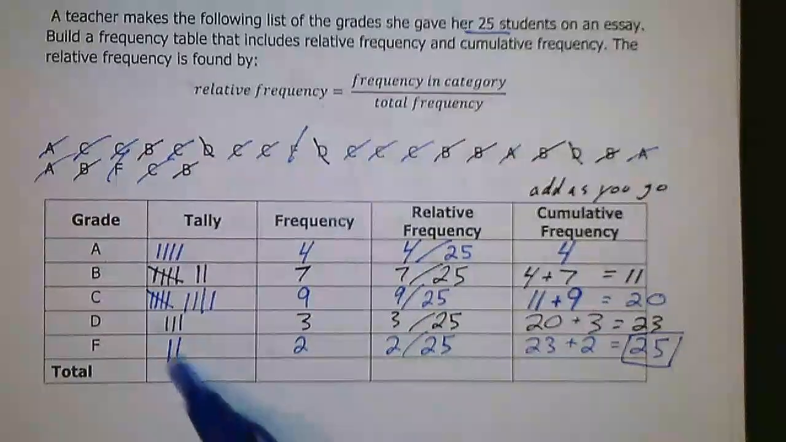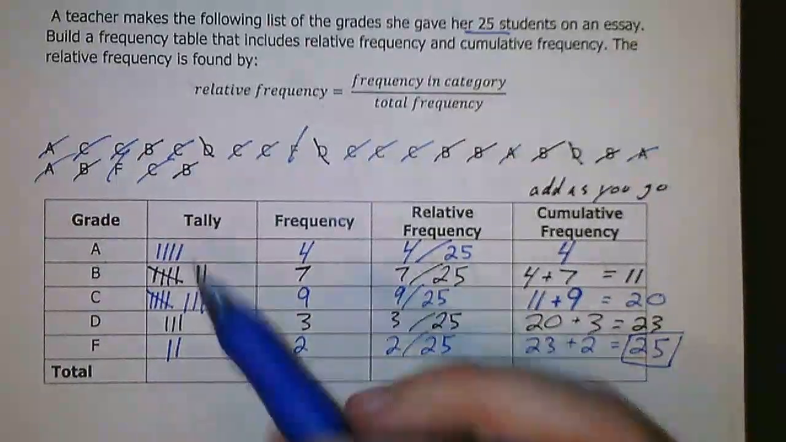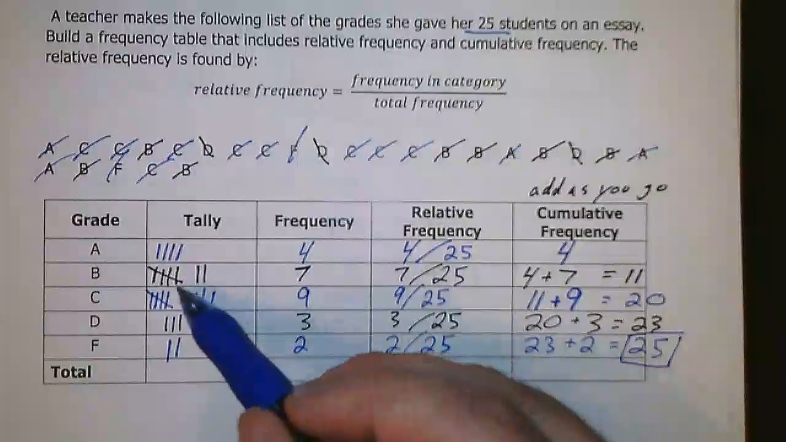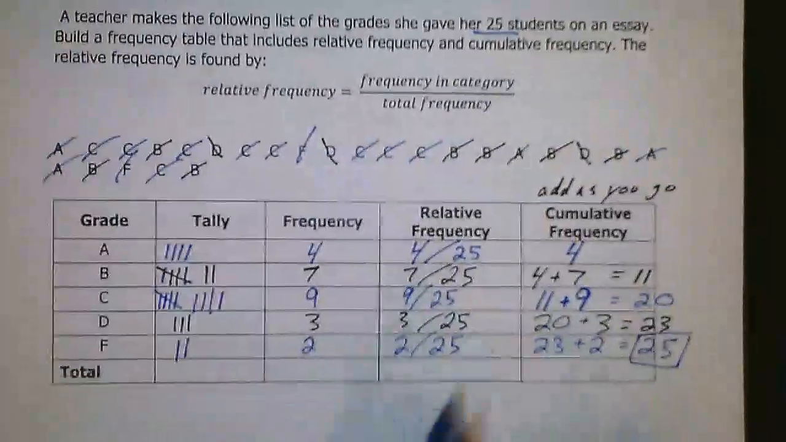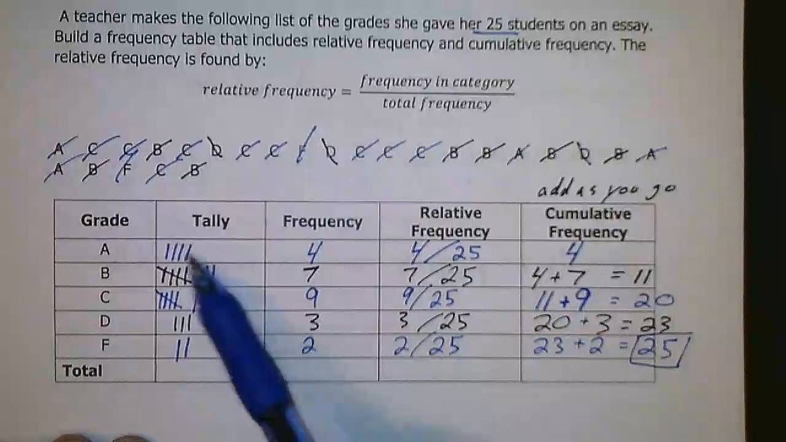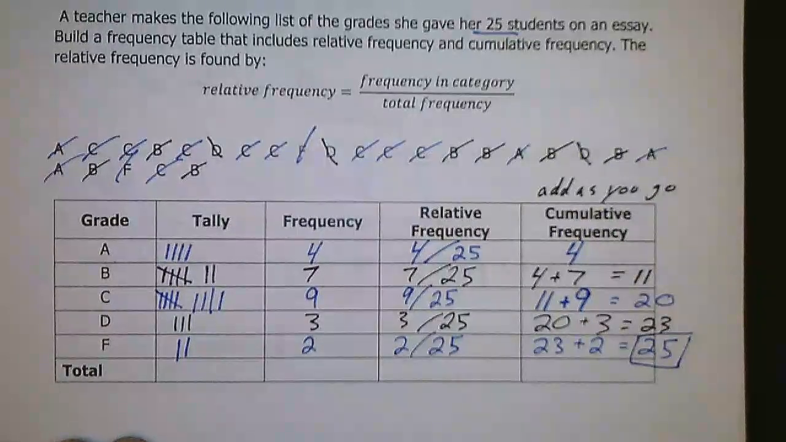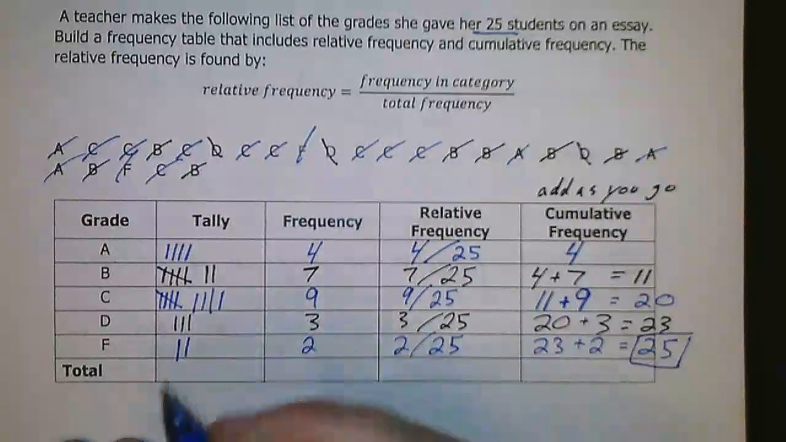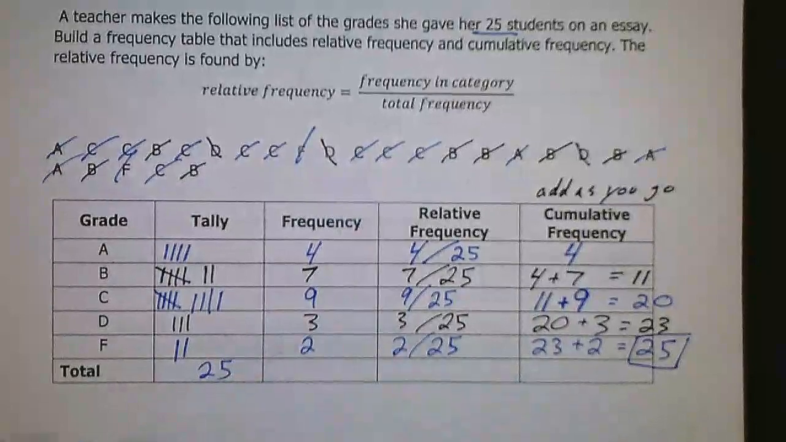Our tally marks should also equal 25. 5 and 5 makes 10, however you want to add this in your head. But 4 plus 2 plus 4, that also makes 10. So we're at 20 plus 3 plus 2. We have 25 tally marks.